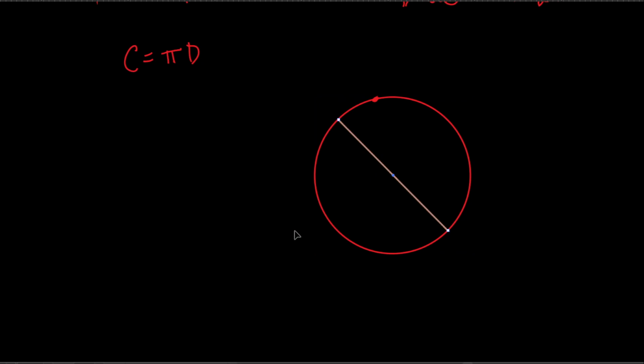All right, and then I measured the diameter. What we found out, when I took the circumference measurement and I took the diameter measurement, look what it gave me. It gave me what pi was equal to.